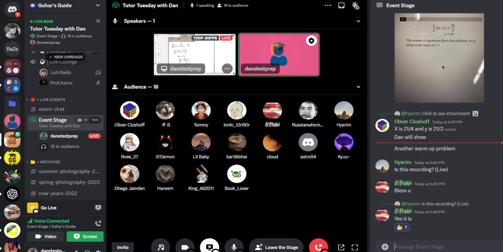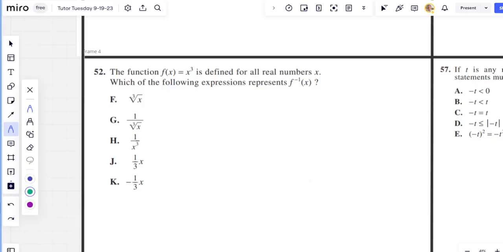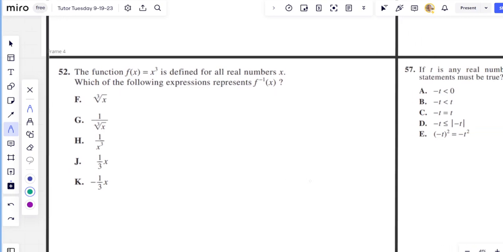Number 52 here says the function f of x equals x cubed is defined for all real numbers x. Which of the following expressions represents f inverse of x? The -1 is not an exponent, but that's the inverse function of f. There are many ways you can define it. One way is that when you compose your function with the inverse function, you're just left with x. Let's actually try that out.